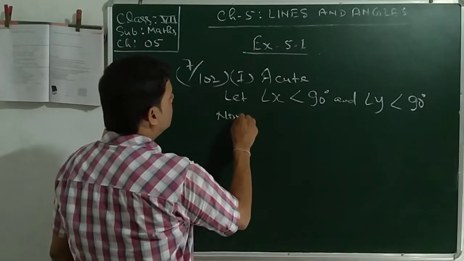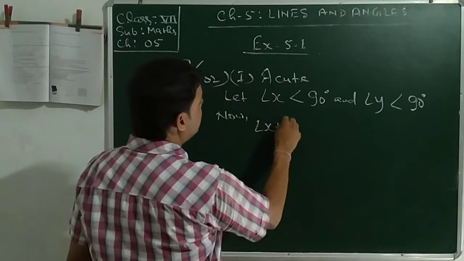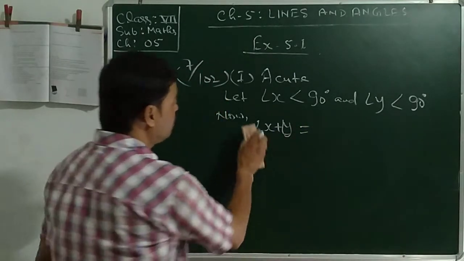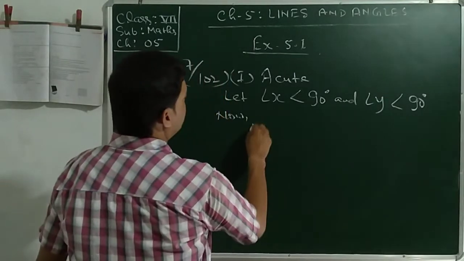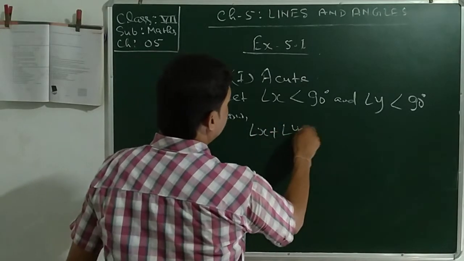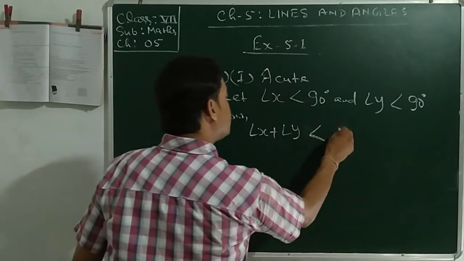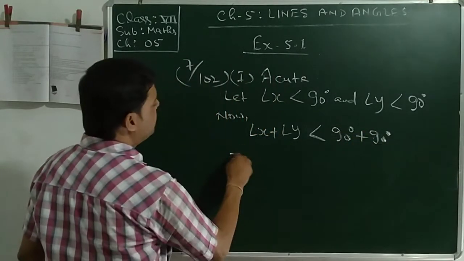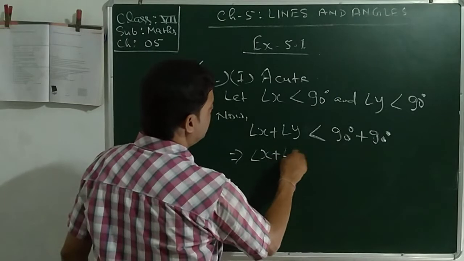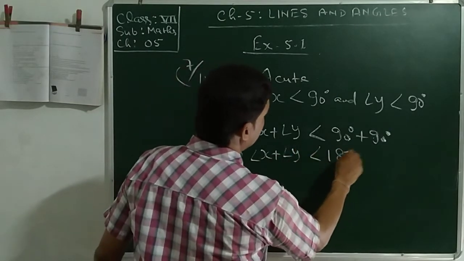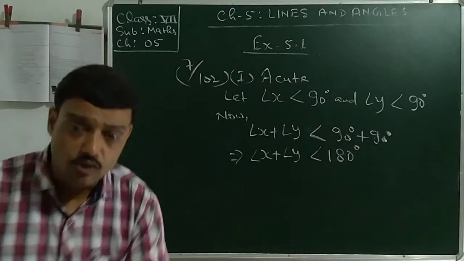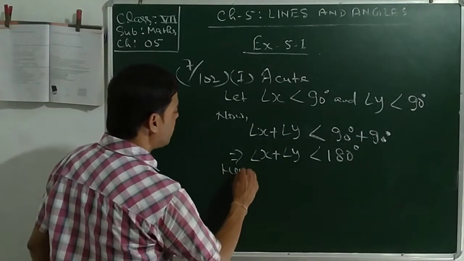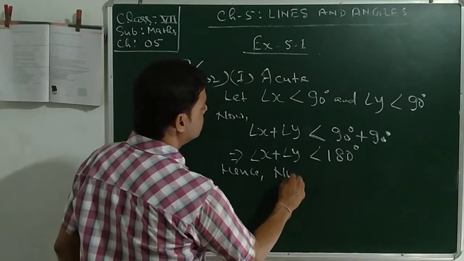Now, angle x plus angle y, let me write it clearly. Angle x plus angle y will also be less than 90 degree plus 90 degree. That is, angle x plus angle y is less than 180 degree. This is not the condition of being supplementary, so we'll have to write here, hence no.